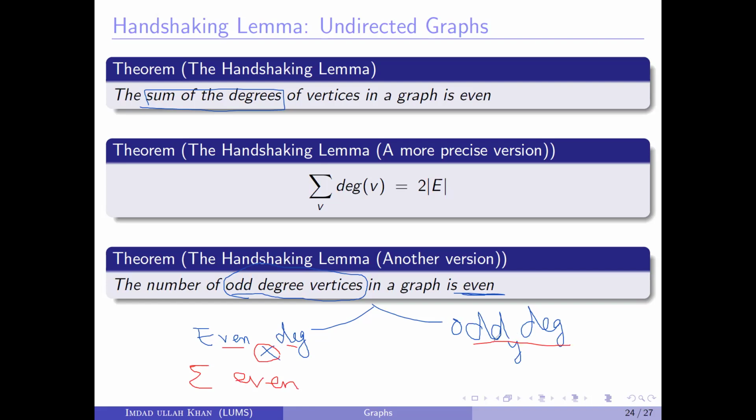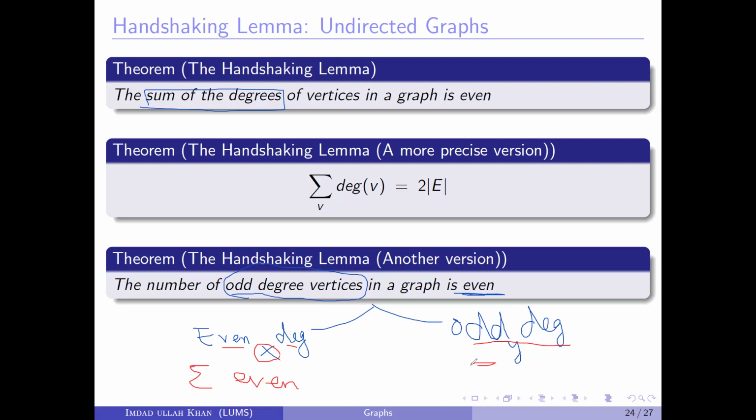What about the right hand side? Odd degree vertices means that each vertex on the right hand side has odd degree. So we have to add some odd numbers. If we add two odd numbers, our answer is even. If we add an odd number of odd numbers, that gives us odd.